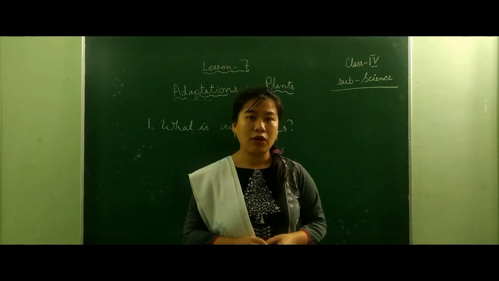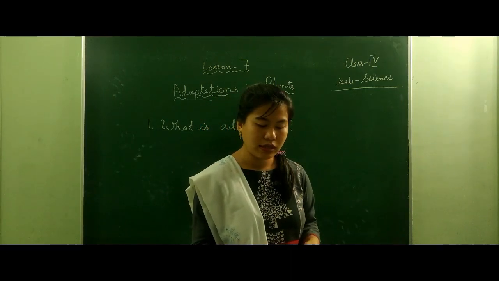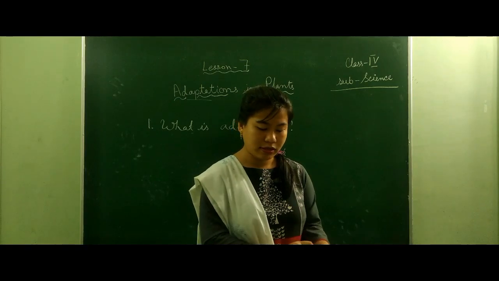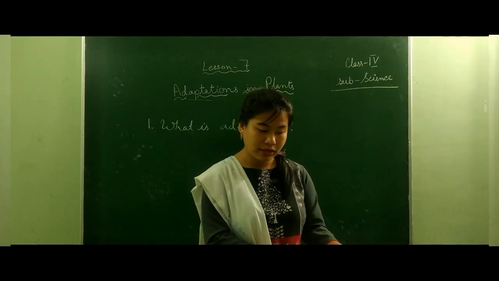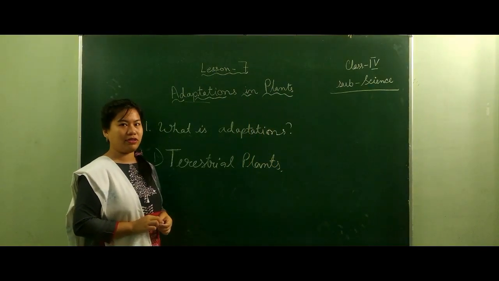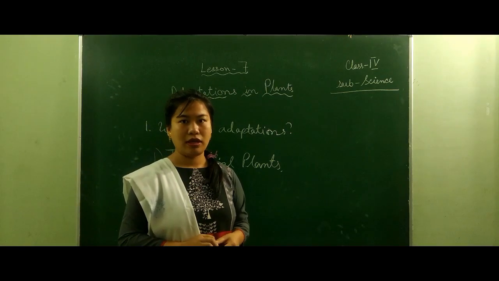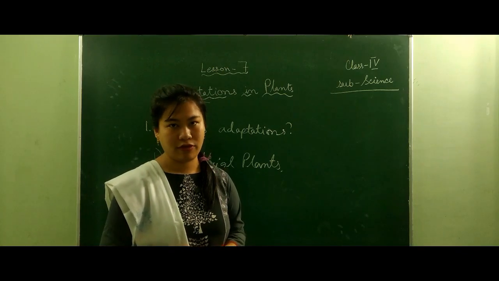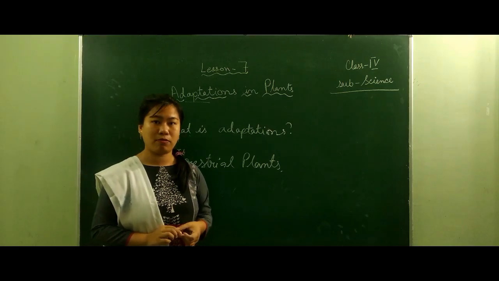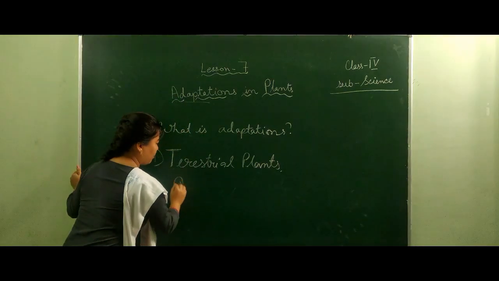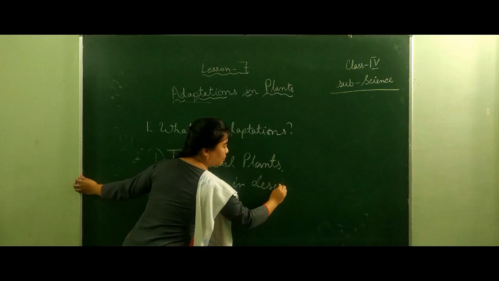Now you can go to the different types of plants. There are terrestrial plants, aquatic plants, and insectivorous plants. What are terrestrial plants? Plants that grow on land are called terrestrial plants. Depending on the condition in which they live, there are different types of terrestrial plants. Number A, plants in desert.